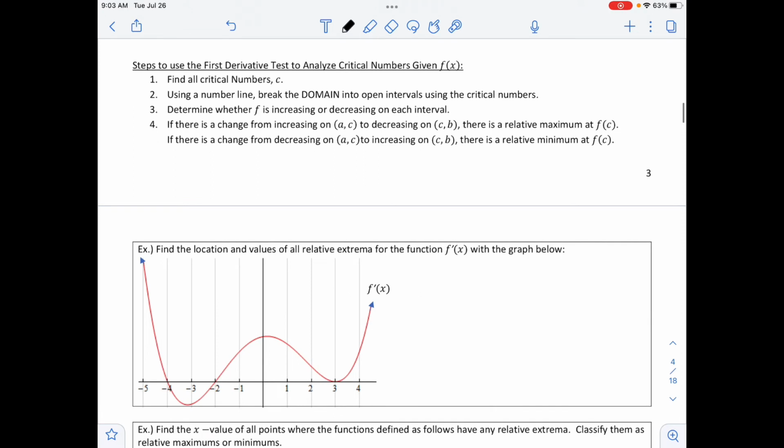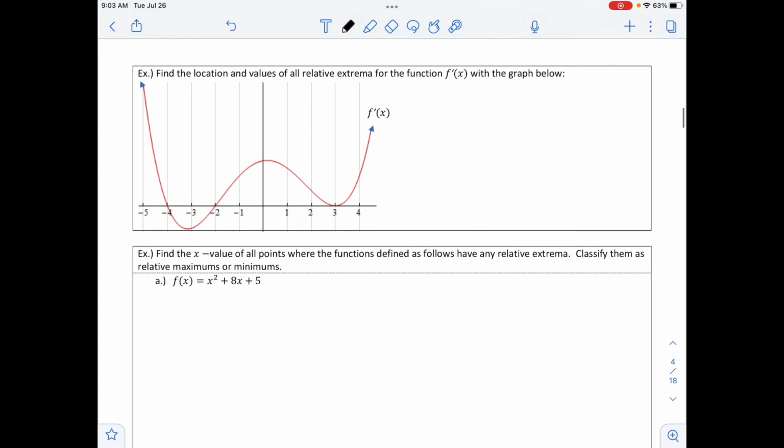So the next thing we have is steps to use the first derivative test to analyze critical numbers given f of x. So our first thing here would be to find all critical numbers C. Then using the number line, break the domain into open intervals using the critical numbers. Determine where f is increasing or decreasing on each interval. And if there is a change from increasing to decreasing, there's a relative max. And a change from decreasing to increasing, there's a relative min. And so we have an example at the top of the next page that says find the location and values of all relative extrema for the function f prime of x with the graph below.